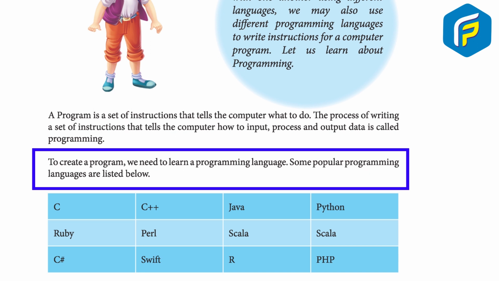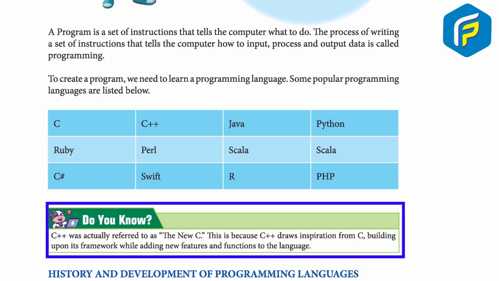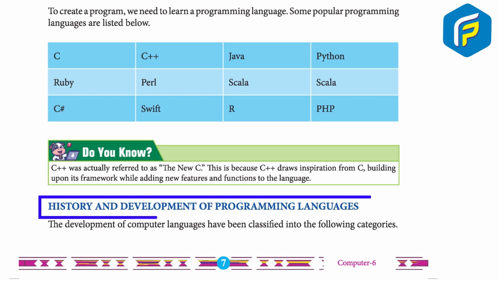Some popular programming languages are listed below. Do you know C++ was actually referred to as the new C? This is because C++ drew inspiration from C, building upon its framework while adding new features and functions to the language. History and development of programming languages.